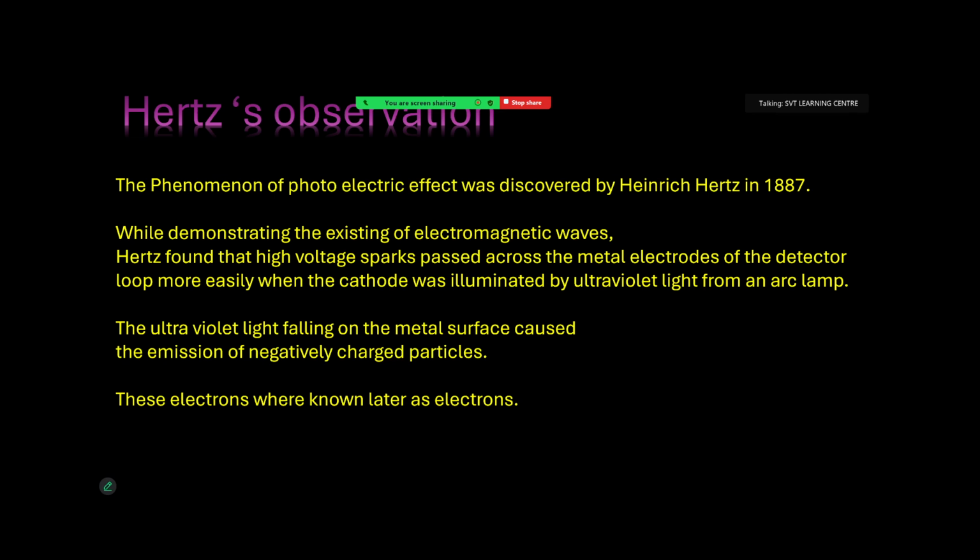He found that high voltage sparks pass through the metal electrodes of the detector more easily when the cathodes are illuminated by ultraviolet light. The ultraviolet light falling on the metals caused the emission of negatively charged particles. At that point, we had not given any name to these negatively charged particles. Today, we all know that they are electrons.